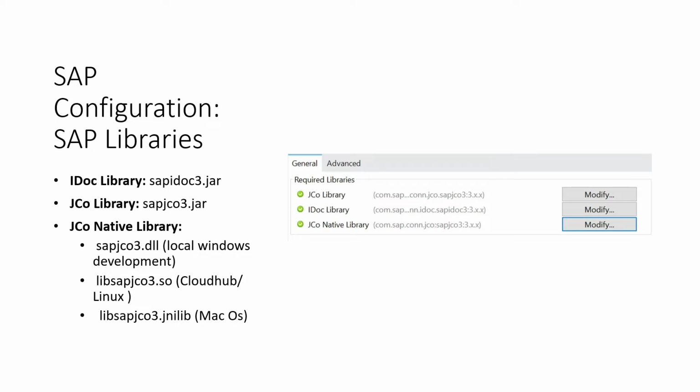The first two jar files, IDOC library and JCO library, are same for all operating systems. The third one, JCO native library, is different based on the different operating systems. Where SAP JCO3.dll is for Windows, libsapjco3.so is for Linux or CloudHub, libsapjco3.jnilib is for Mac OS.